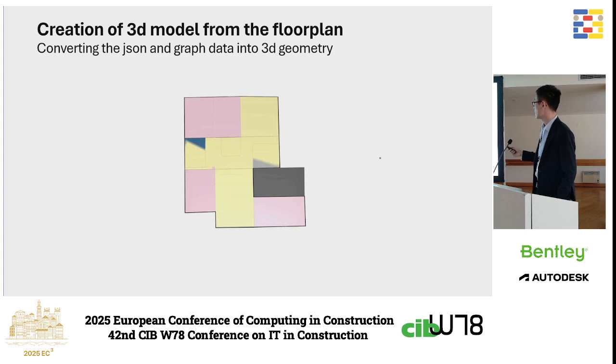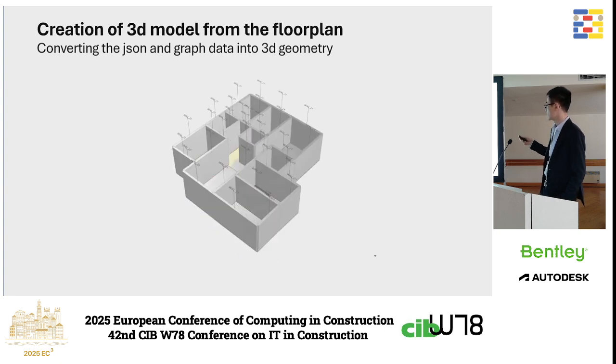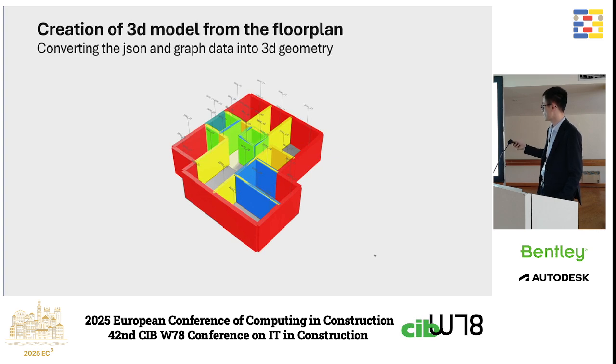And this is a demo to show you how the JSON and the graph data could be translated into 3D geometry at first, and then to assign the different types of key parts. The same key parts are shown in the same color.